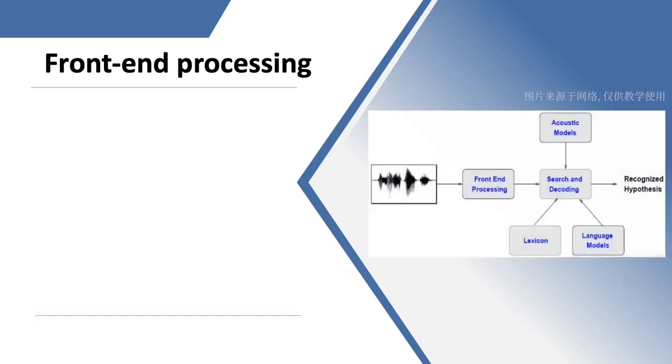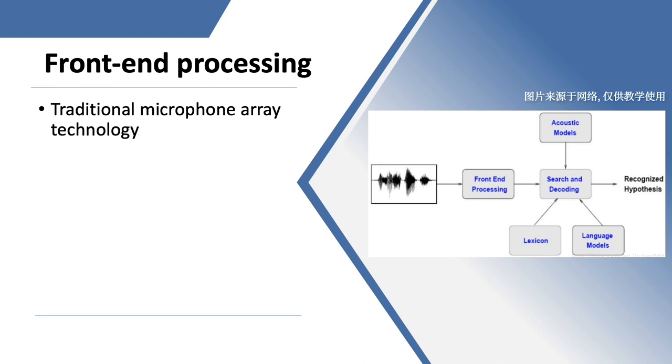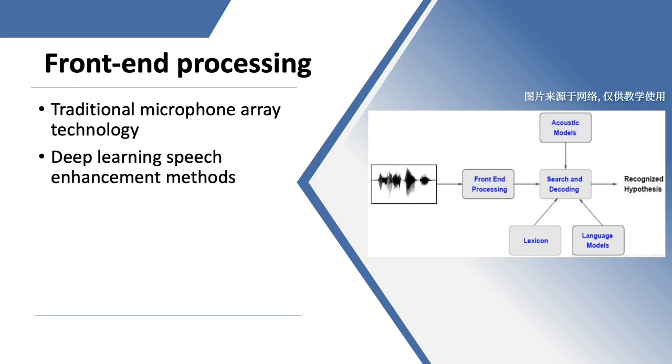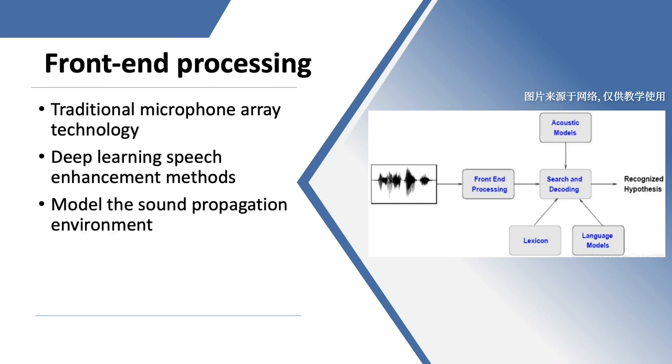The front-end processing model mainly solves the problems of far-field recognition by introducing traditional microphone array technology or deep learning speech enhancement methods. The very basic and important work is to accurately model the sound propagation environment, thereby designing optimal speech signal enhancement algorithms and helping to quickly generate a large amount of far-field speech data for acoustic model training in the recognizer.